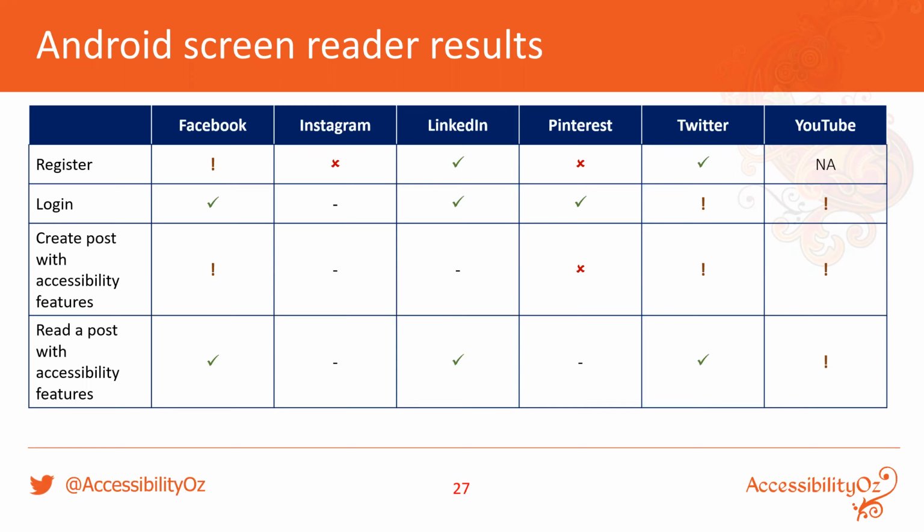Pinterest could not register, but could log in and could create a post with accessibility features, but we weren't sure whether the inability to read a post was due to the site or the screen reader. Twitter could register, log in and creating a post were very difficult, and reading a post was possible. And YouTube, once again, registering couldn't be done, and logging in, creating a post and reading a post were very difficult.